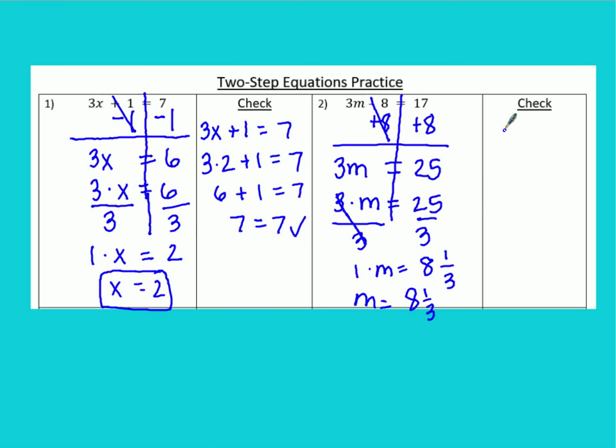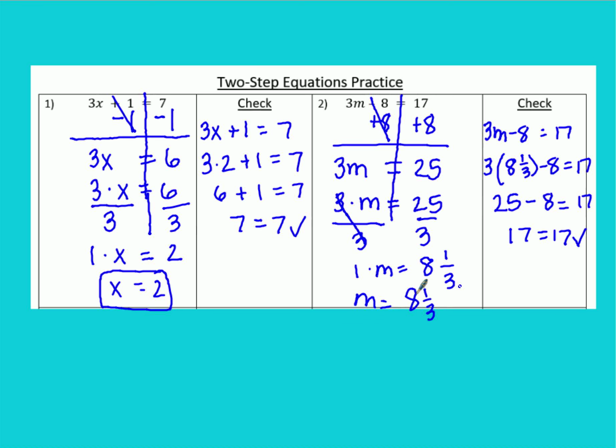Now I can go back and check my work. I would have 3m minus 8 equals 17. 3 times my m value, 8 and 1/3, minus 8 equals 17. So 3 times 8 is 24, but 3 times 1/3 is 1, so this whole thing makes 25. Minus 8 is 17, so 25 minus 8, that is 17. This is a true statement, so m equals 8 and 1/3, or if you wanted to write it as 8.3 repeating, that would be an acceptable answer as well.